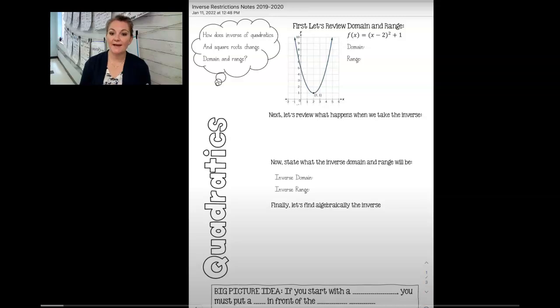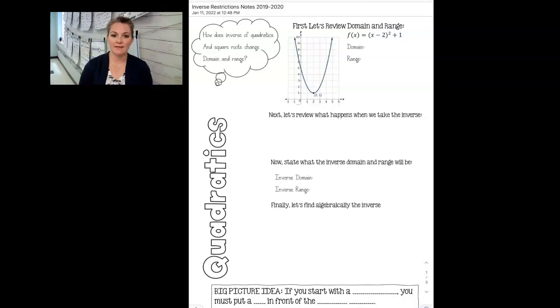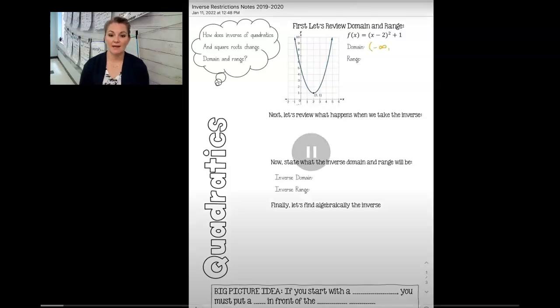So the first thing, I have this equation, f of x equals (x minus 2) squared plus 1. The first thing I want to talk about is looking at that one's domain and range. Domain, how far left and how far right. That is going forever left and forever right. So my domain is all real numbers.